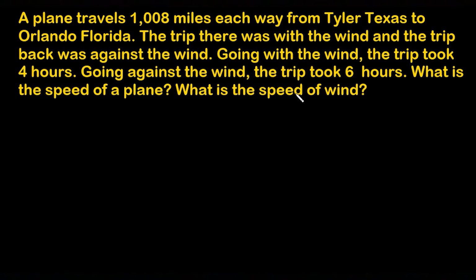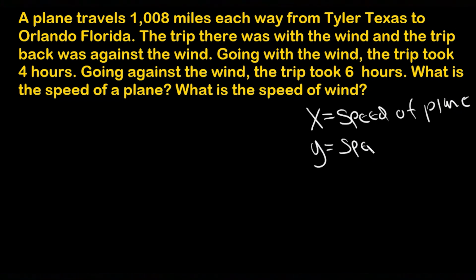Okay? So what we're going to say here is the following. We have two unknown variables. X will be speed of plane. And then we'll say y is going to be speed of wind. Now, both of these variables are going to be in miles per hour. Miles per hour, right? So how do we set it up? Well, what I recommend you do is work with the units and then go from there. So they give you miles, they give you hours, okay?